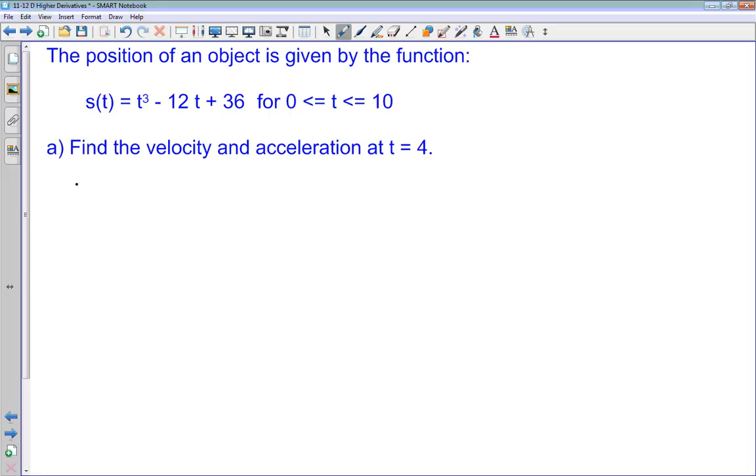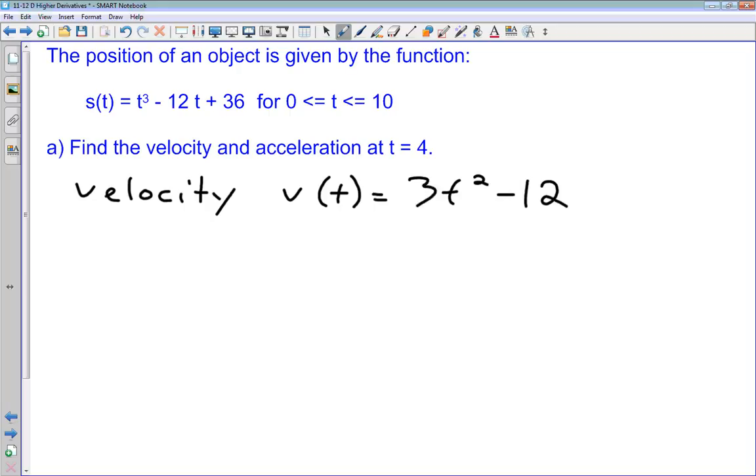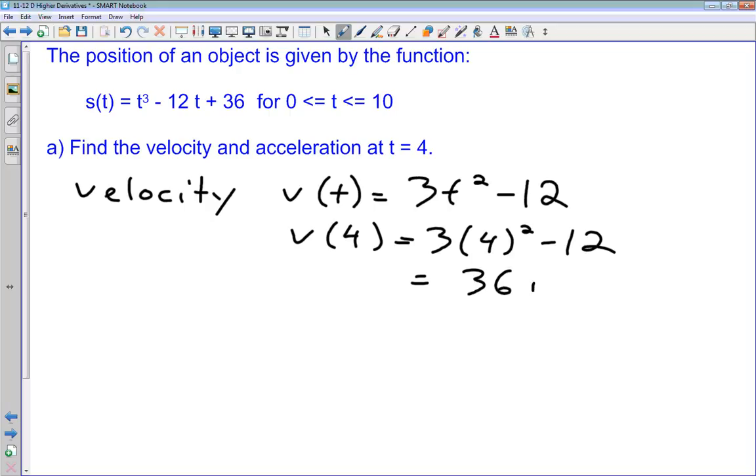Well, we know how to find the velocity. How do we find the velocity? We're going to take the first derivative of our position function. So our velocity function is going to be 3t squared minus 12. And if we want to evaluate this at 4, we just sub in 4. So that's going to be 16 times 3 minus 12, which gives us 36 meters per second.